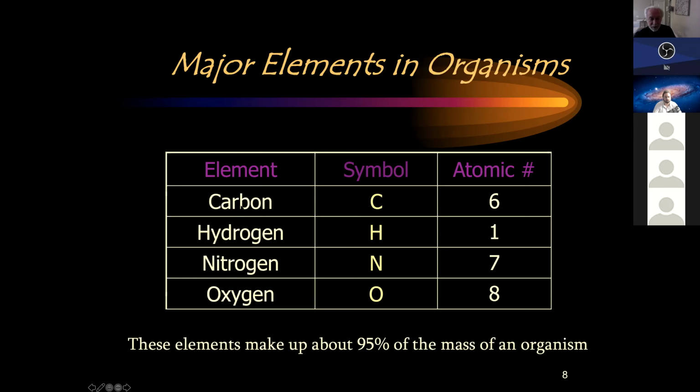Again, the major elements in organisms are these four, with these chemical symbols and these atomic numbers: 6 for carbon, 1 for hydrogen, 7 for nitrogen, and 8 for oxygen. And these 4 elements make up about 95% of any living thing.